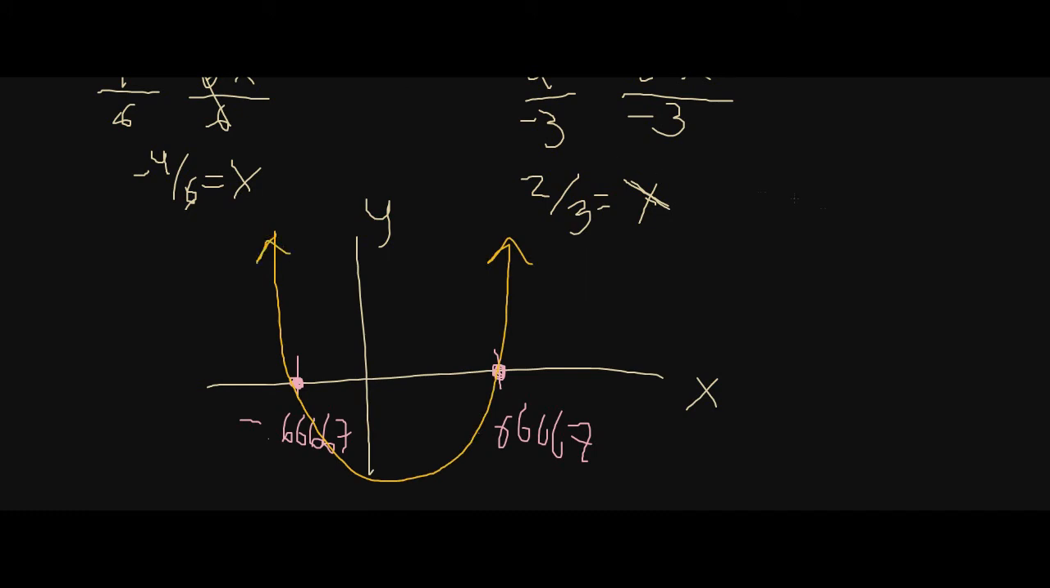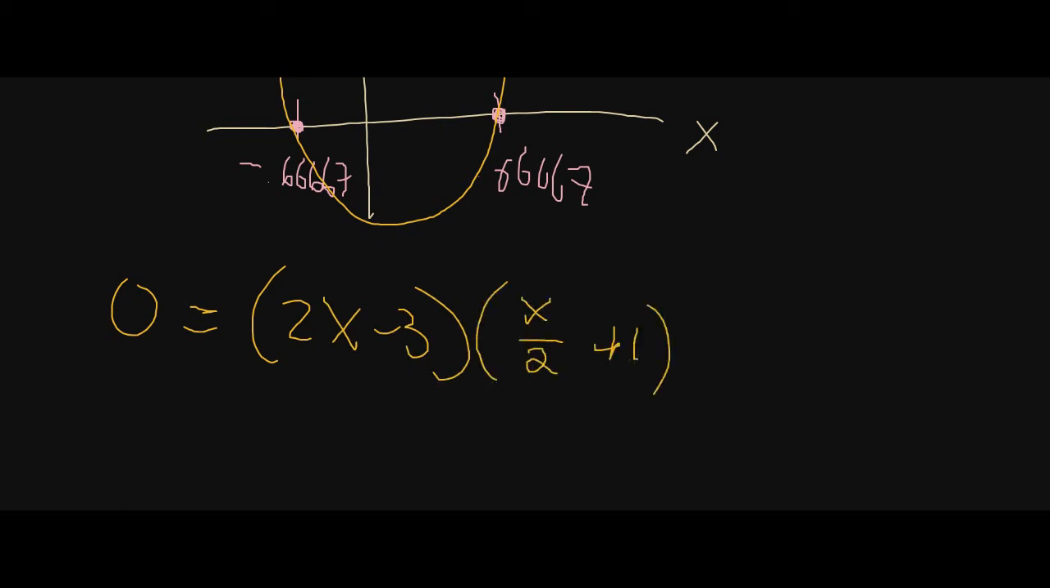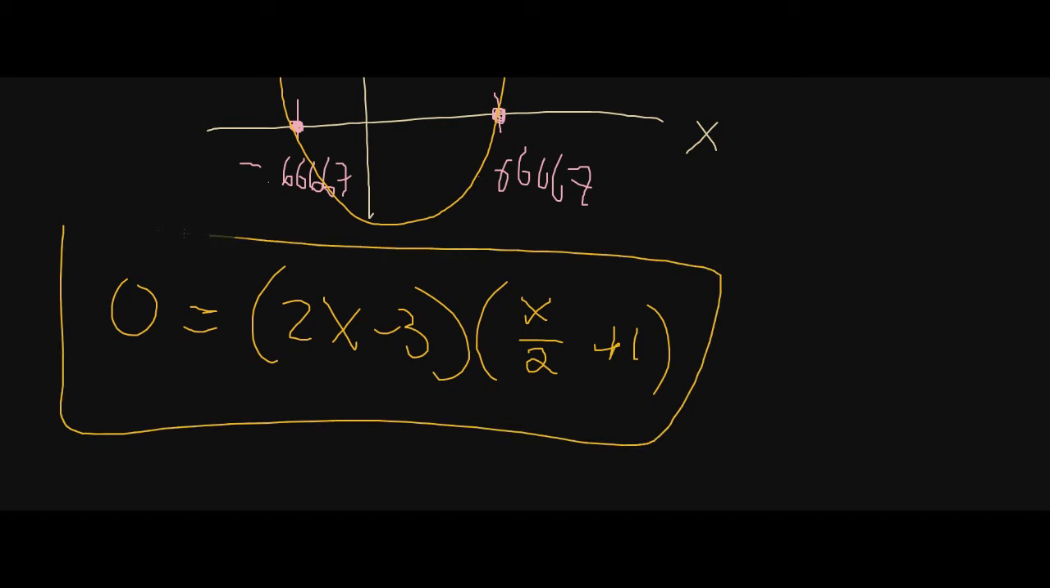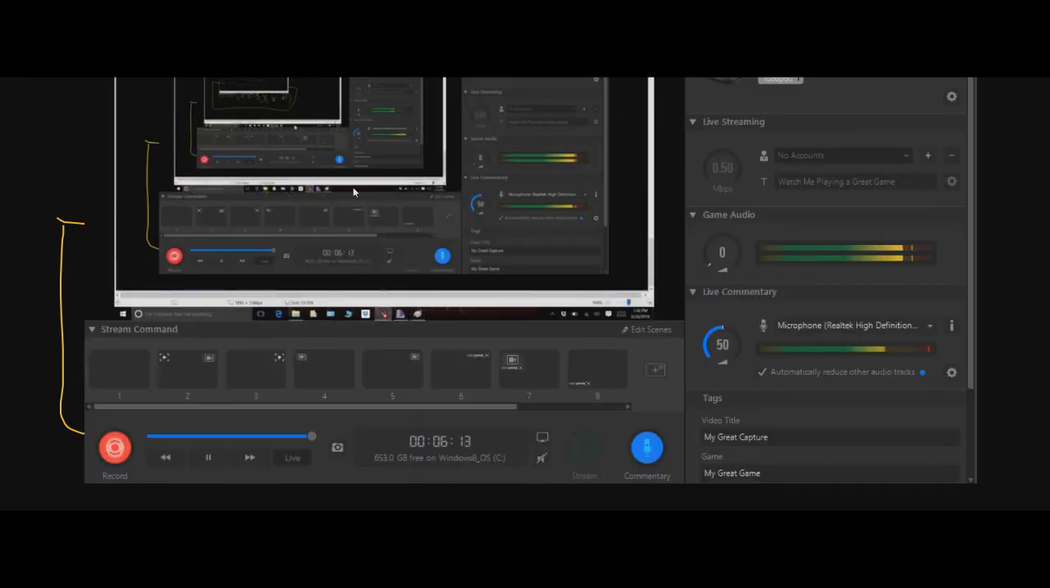Awesome, perfect. So I'll give you one to do on your own. We got 0 equals 2x minus 3 times x divided by 2 plus 1, and see what you're able to do to find the roots. I already set the y value equal to 0 for you, so you just need to go ahead and solve this algebraically. Cool. Hopefully that helps to solve the roots in factored form.